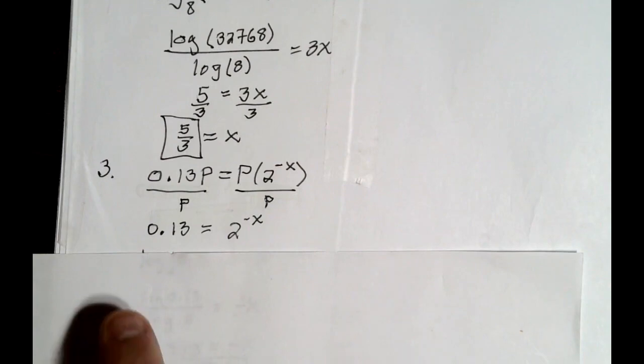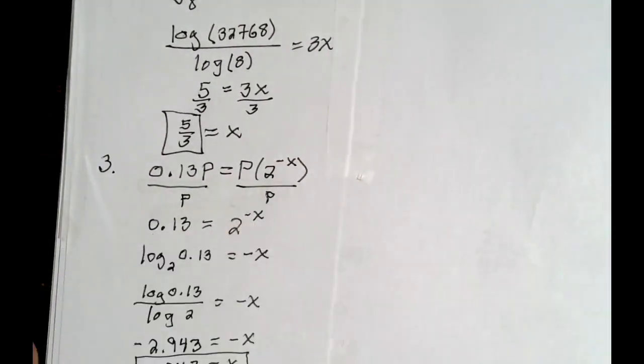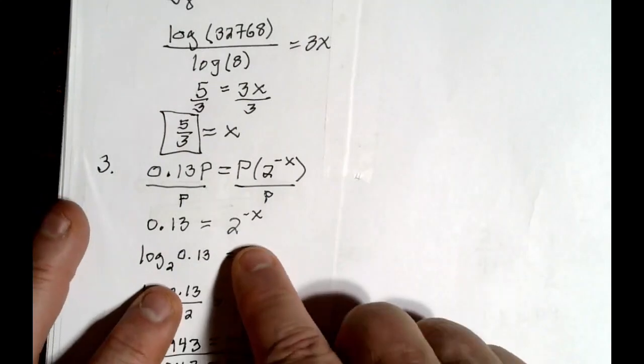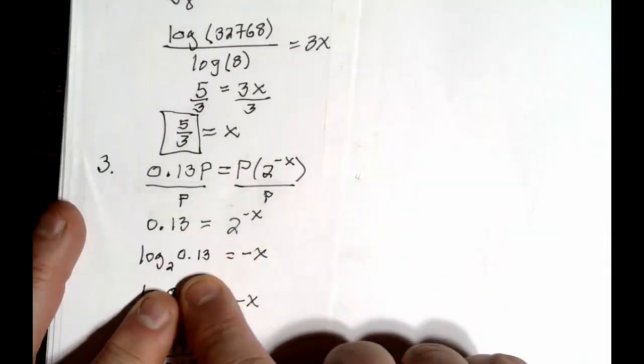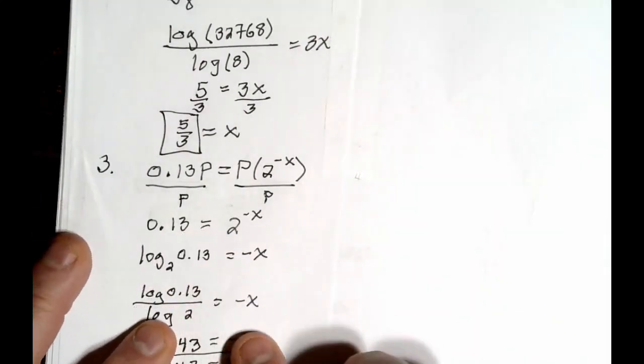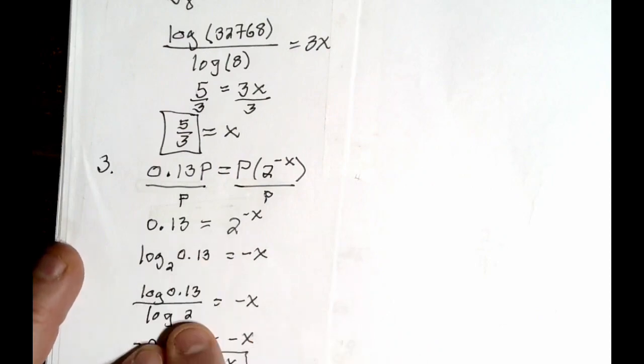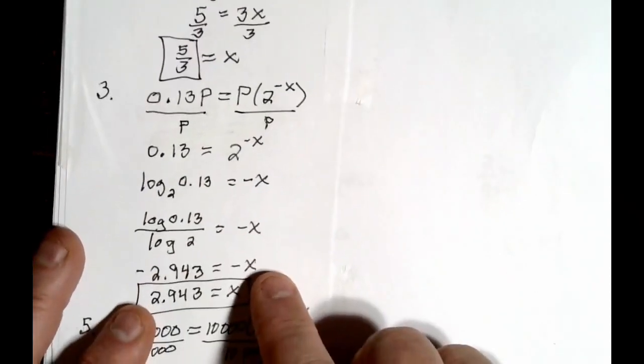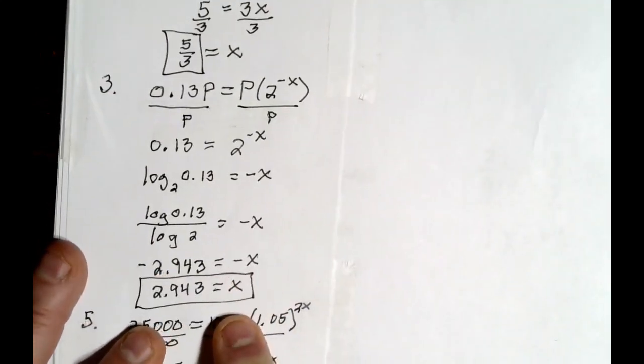Okay, and now you get a number to an exponent equals a number. Now you're ready to use the definition of logs. Log base 2 of 0.13 equals negative x. So you use the change of base formula there. And then you get this number, approximately. And divide by a negative 1 and you get positive 2.943.